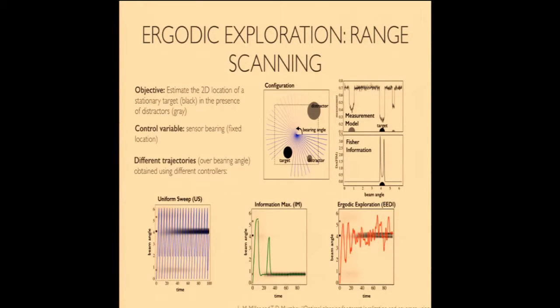So on the bottom are 3 examples of trajectories. These are 1D trajectories because only the orientation of the sensor is changed here. Uniform sweep on the left does converge to the correct target as long as you give it enough time, which isn't entirely surprising. And then information maximization gets stuck pretty easily on a local maxima caused by the distractor. On the other hand, the ergodic control strategy, which looks quite a bit more expensive than the information maximization strategy because of all the exploration that happens up front, is able to reject the disturbance caused by the local maxima from the distractor objects.